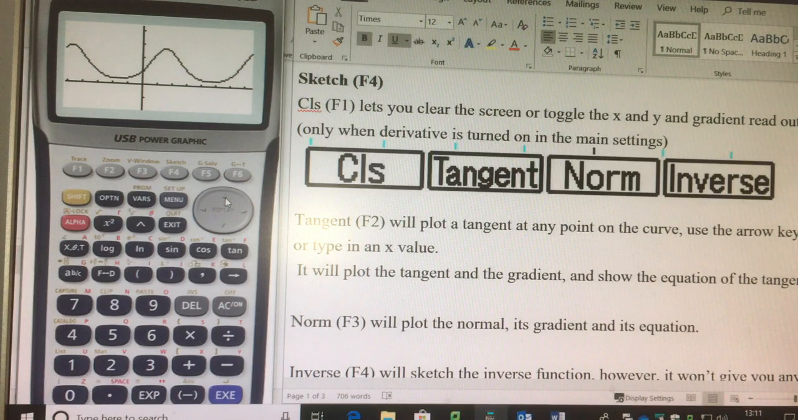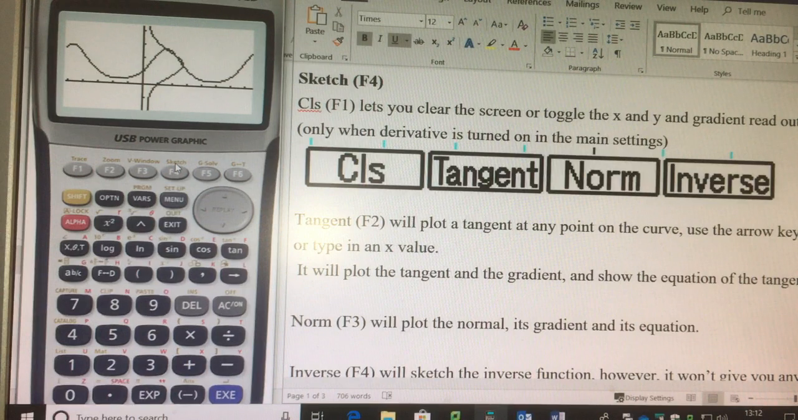So you should all know how to sketch inverses from your A1 or A2. How would you normally sketch an inverse? Yeah, what would you say? You normally sketch the graph over y equals x. Yeah, reflect it in the line y equals x. So let's see if it will do that. So go sketch, inverse, and yeah, that's what it's done. So we've now got our sketch of the inverse of e to the sine x.